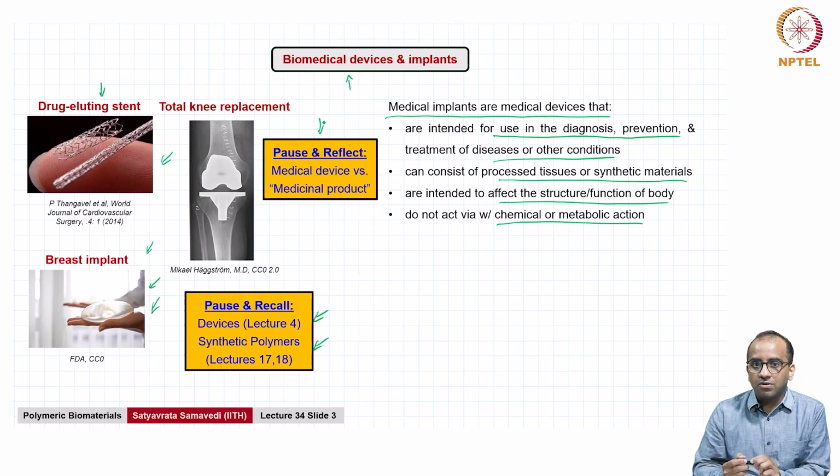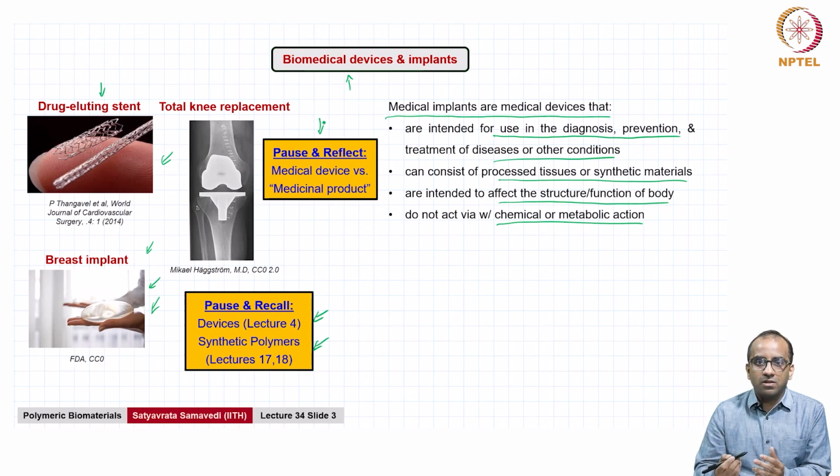What we are focusing on is medical devices, and it turns out that this distinction is quite important, although it might seem trivial. It's quite important from a regulatory agency perspective. What regulatory agencies look for in terms of a device versus a medicinal product are quite different, and they are also governed and regulated by different wings of the FDA, for example.